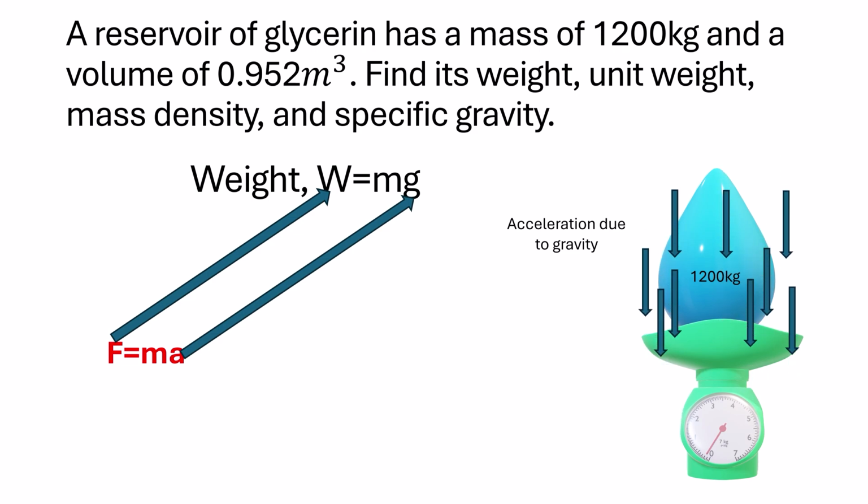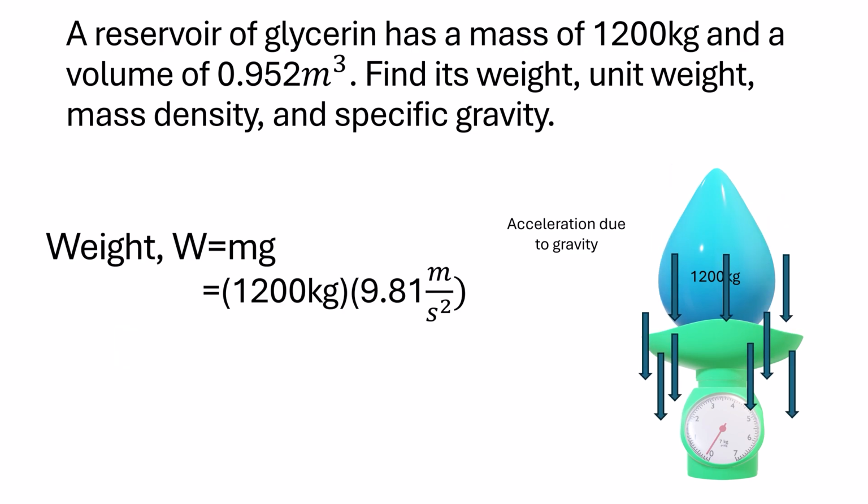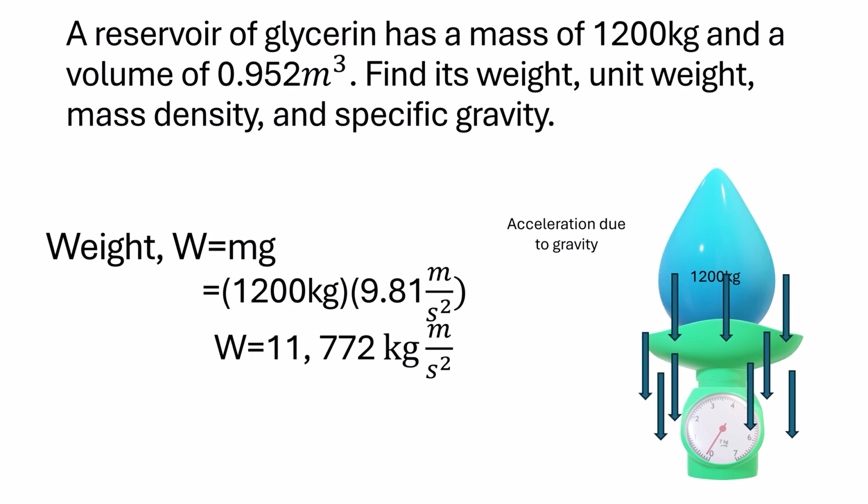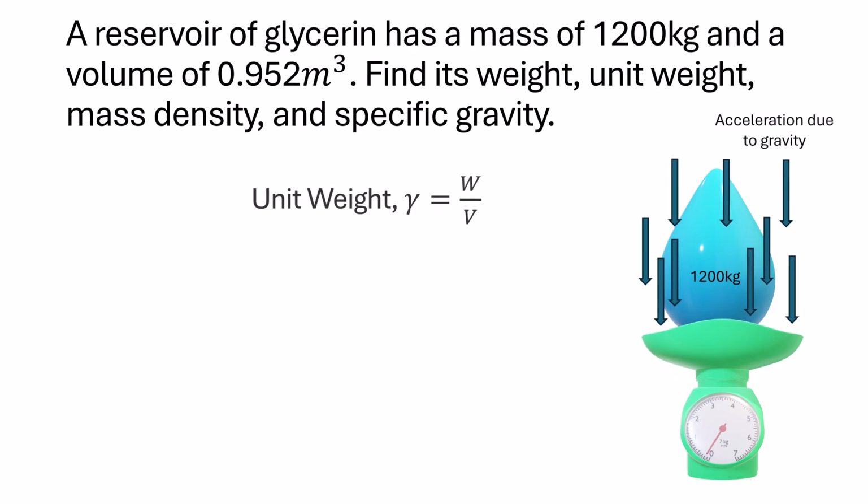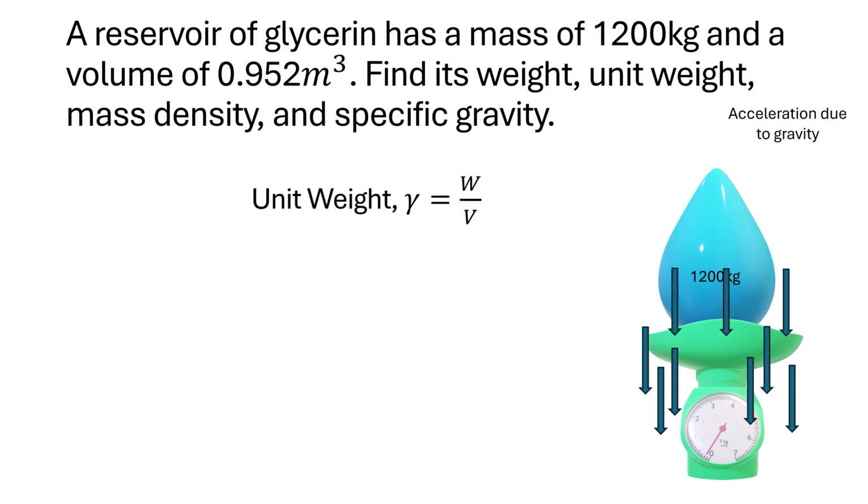Plugging in the mass, which is 1,200 kilograms, from our given, and don't forget the constant for acceleration due to gravity, which is 9.81 meters per second squared. Multiplying these two quantities gives us 11,772 kilogram meter per second squared, or 11,772 Newtons.